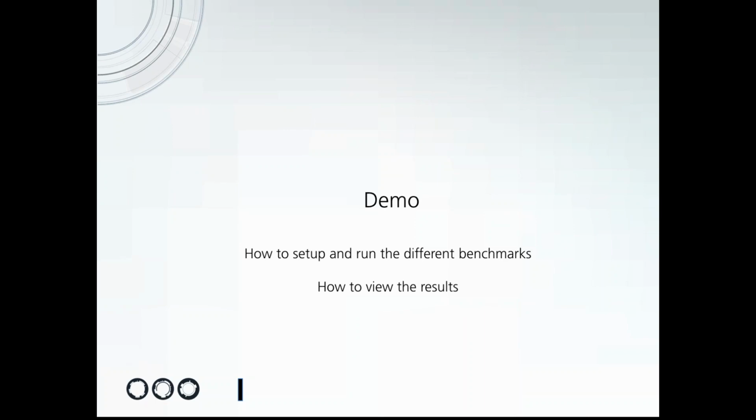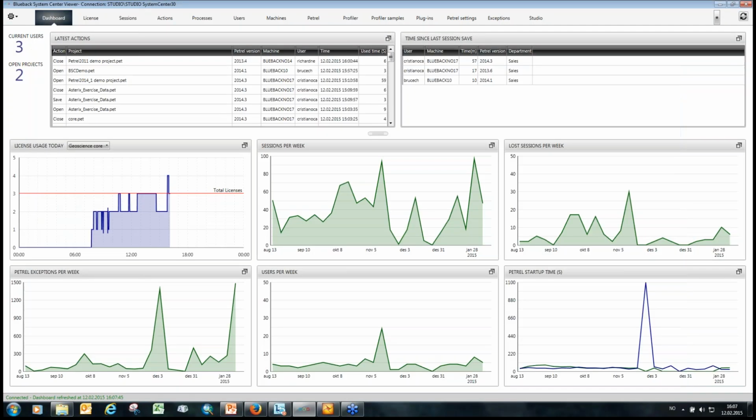So I'm going to run through how we set up and run those different tests now and how to view the results. Before we start, I just want to give a very brief introduction to the System Center itself, in case there's anyone that hasn't seen it before. So here we have the System Center viewer, which is configured to connect to a central database here in our network. And we have a dashboard which contains some summary information about the Petrel environment, like active users right now and some idle users, then some key performance indicators like number of sessions per week, the number of users per week, and the startup time of different Petrel versions.